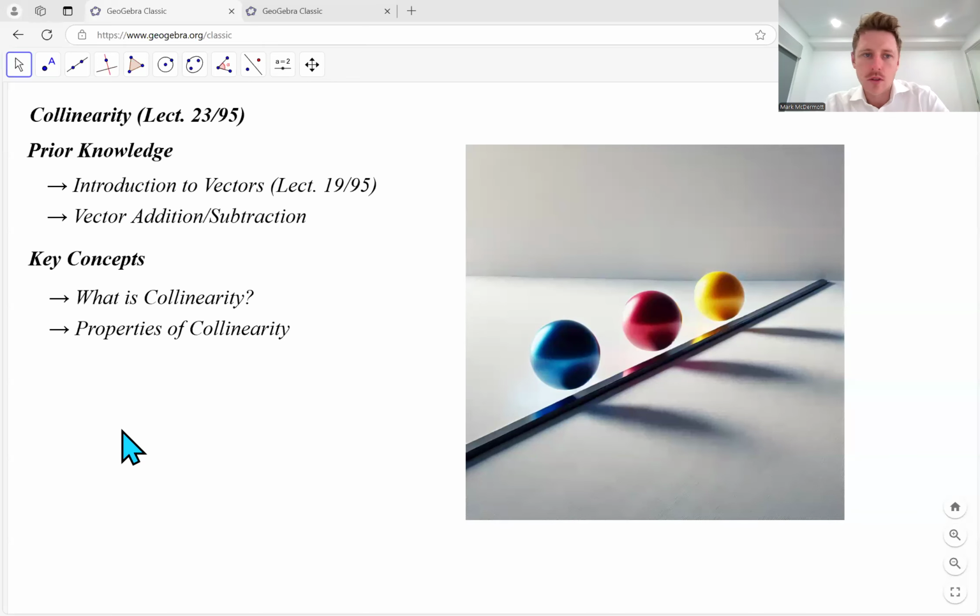All right, so we're going to look at what's called collinearity. This is lecture 23. Some prior knowledge you need in order to understand collinearity is the introduction to vectors, which we spoke about in lecture 19, where we covered vector addition and subtraction. So definitely go and have a look at that. The key concepts we'll cover are what collinearity is, and then an interesting property of collinearity. So let's go ahead and have a look at that.